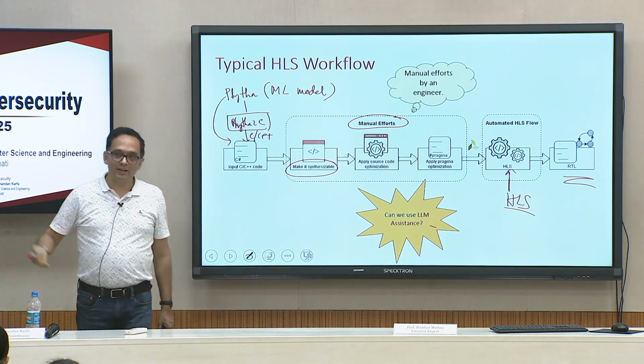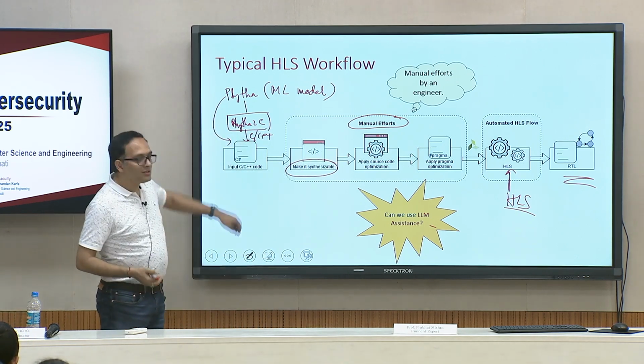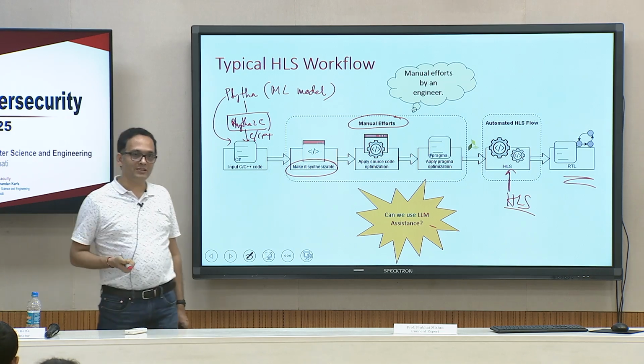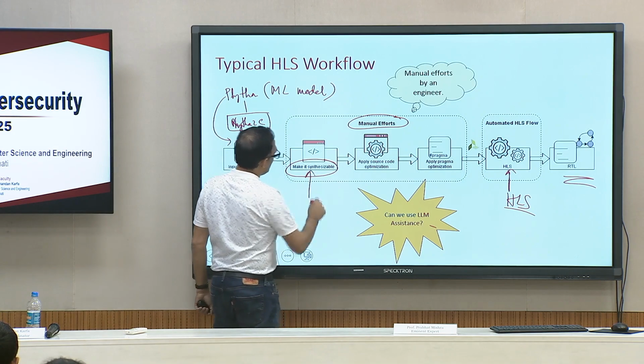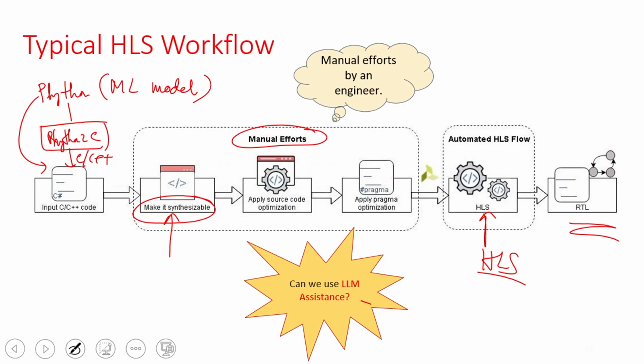So, whenever you convert anything with an automatic converter, you will have malloc, calloc, you have recursive functions and all. So, somebody has to manually do this, replace all this malloc, calloc with this fixed static size, and the recursive function with this. This has to be done.